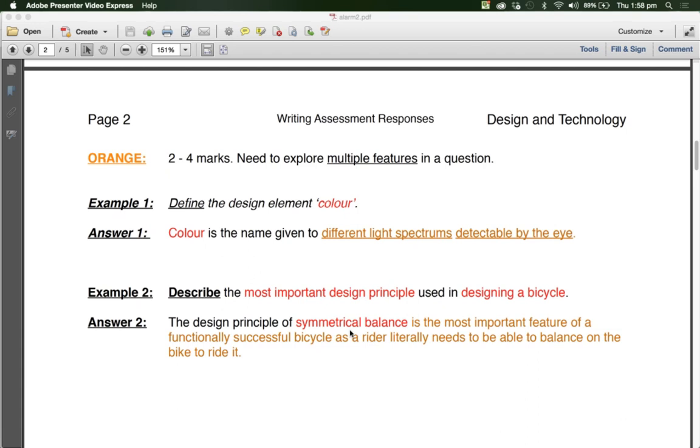So, the most important design principle used in designing a bicycle is symmetrical balance. So, let's assume it's a 2-mark question. For 1 mark, symmetrical balance, I'll get the 1 mark. For the 2 marks, I need to actually describe the most important design principle for a bicycle, so describing why that's important is in there. What makes it important?